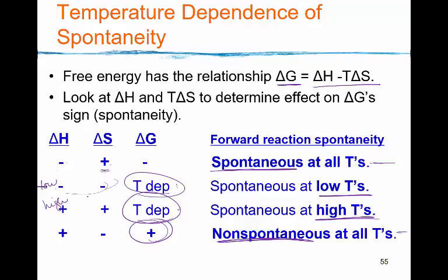Low is negative, okay, so it's spontaneous at low temperatures. High is positive, so plus numbers, so it'll be spontaneous at high. Okay, this is something you need to know because you'll be asked questions about this, and so you'll need to be able to interpret that.